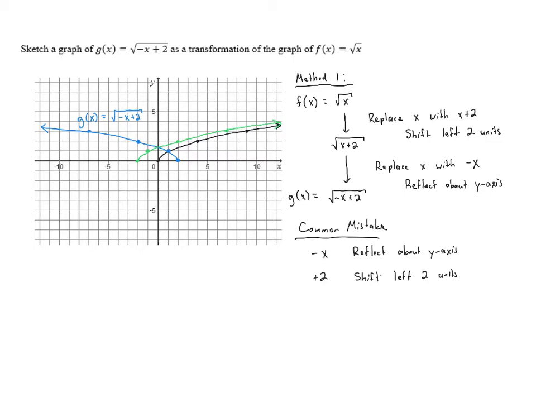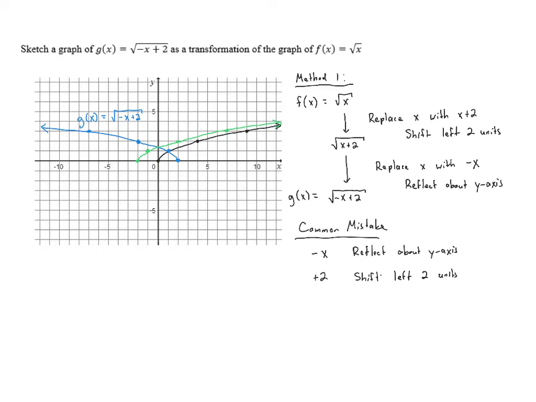If you start by reflecting the original graph, you get something that looks like this, which has an endpoint still at the origin. And then if you shift to the left 2 units from there, what happens is the origin moves to the left 2, and you've got a graph that looks something like this, which is certainly not the graph that we know is correct. So why is this a mistake?